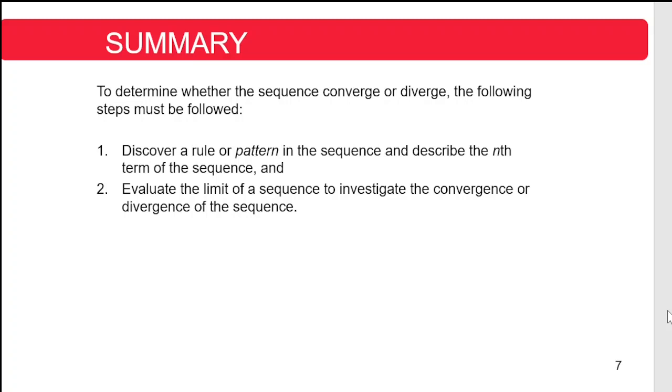So in summary, to determine whether the sequence converges or diverges, the following steps must be followed. Number 1, you have to discover a rule or pattern in the sequence and describe the nth term of the sequence. And second, evaluate the limit of the sequence to investigate the convergence or divergence of the sequence.